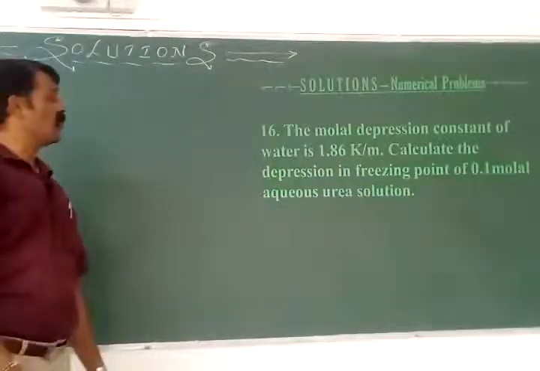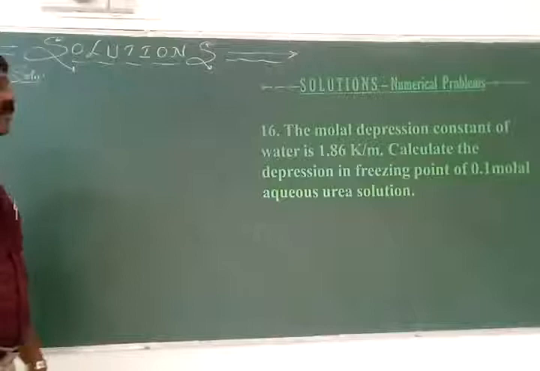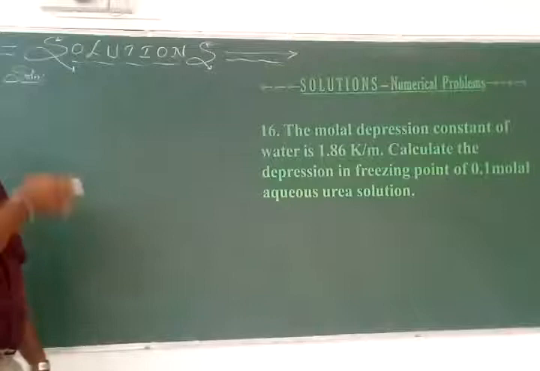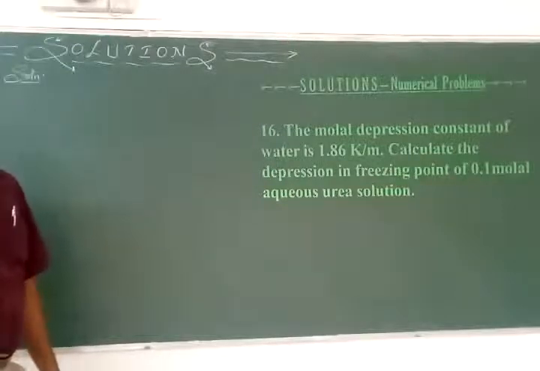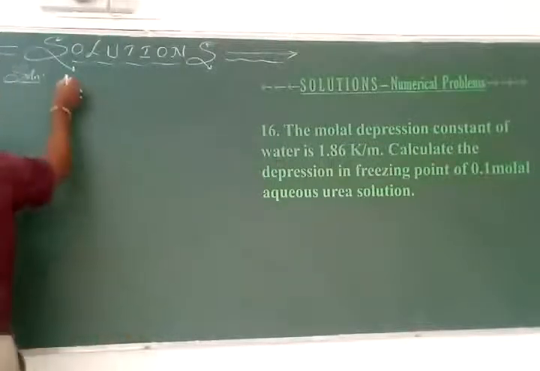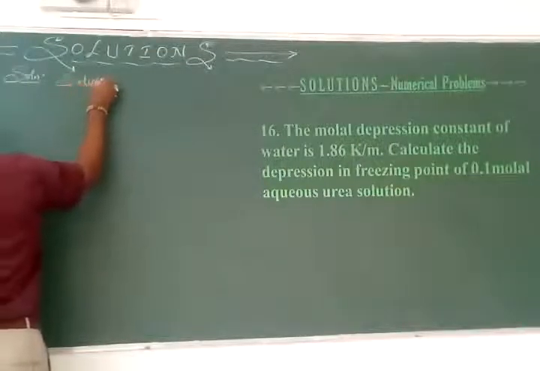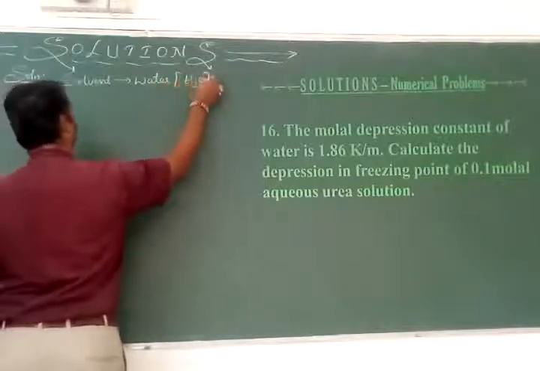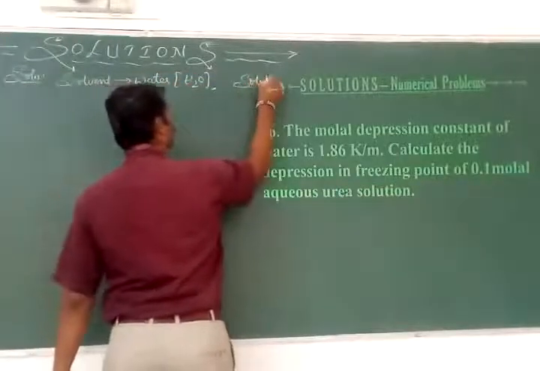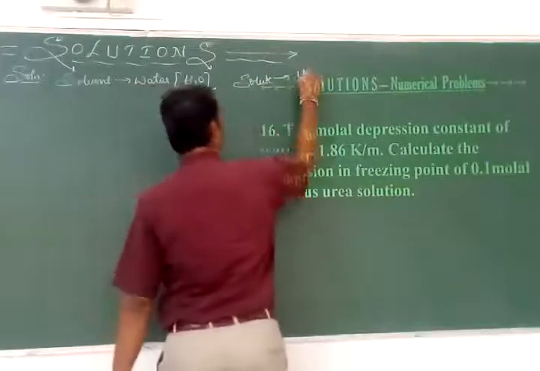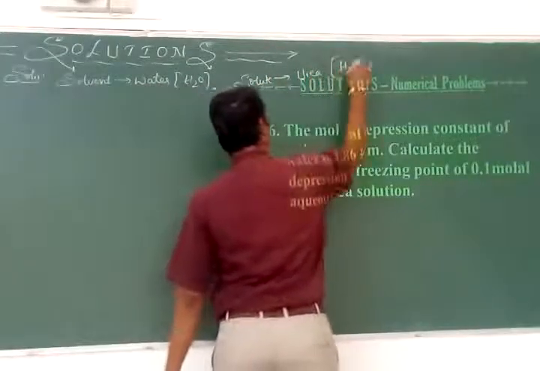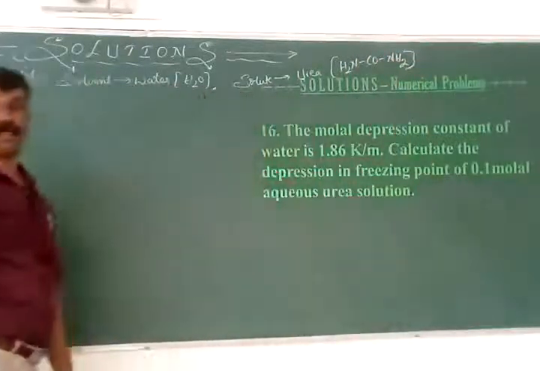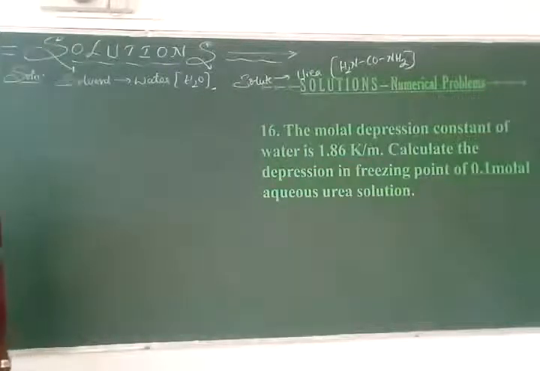The molar depression constant of water is 1.86 Kelvin per molal. Calculate the depression in the freezing point of 0.1 molal aqueous solution. Okay. Here again the solvent is water, having a formula H2O. Solute is again urea, having a formula NH2CONH2. It is the formula of urea.